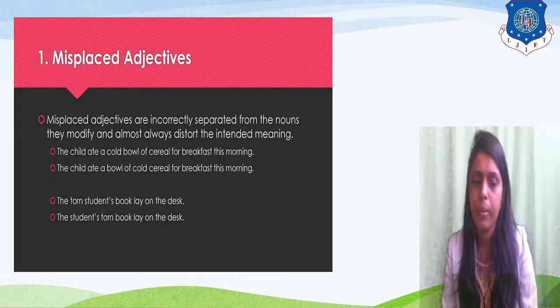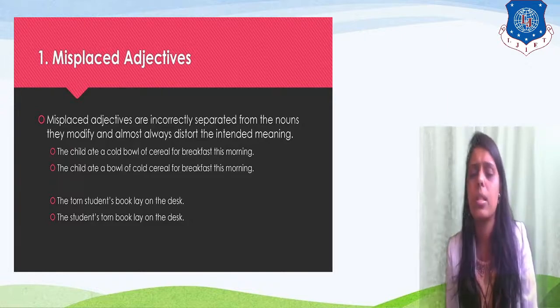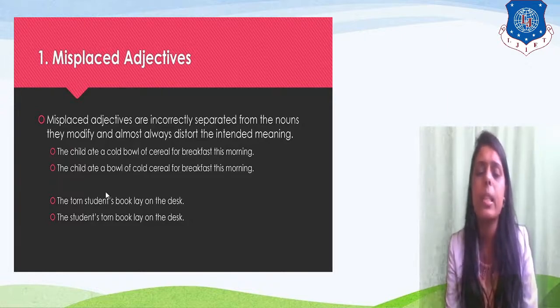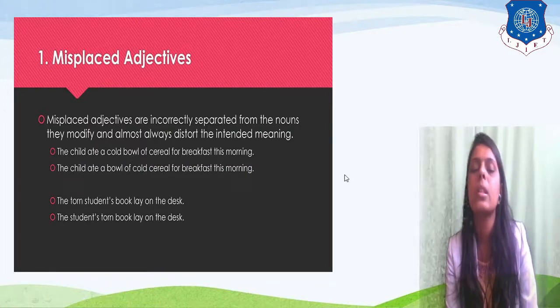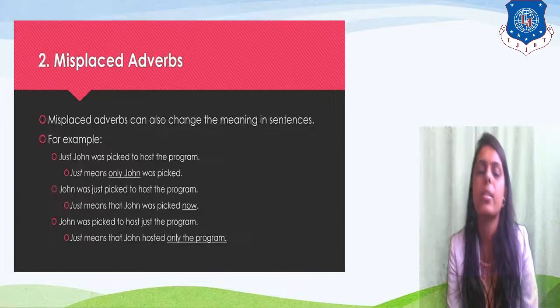So, as we have discussed misplaced adjectives, we'll see one example. The second one is: The child ate a cold bowl of cereal for breakfast this morning. The child ate a bowl of cold cereal, because the cereal was cold, right? Not the bowl. So: The child ate a bowl of cold cereal for breakfast this morning. You can see how the adjective is placed correctly in the second sentence.